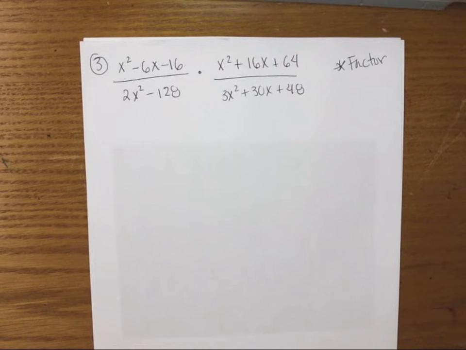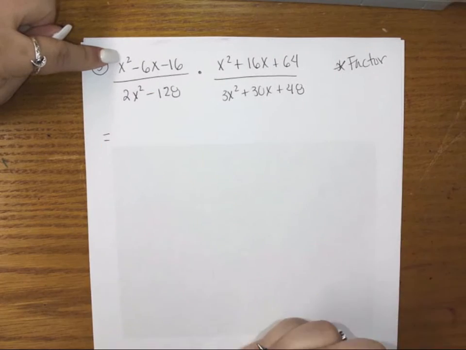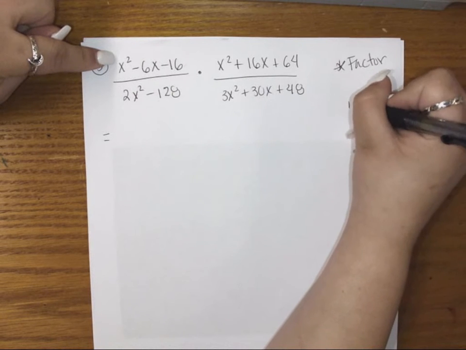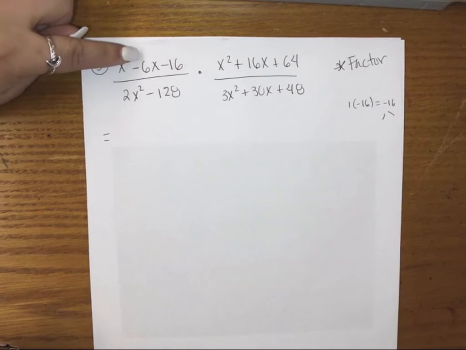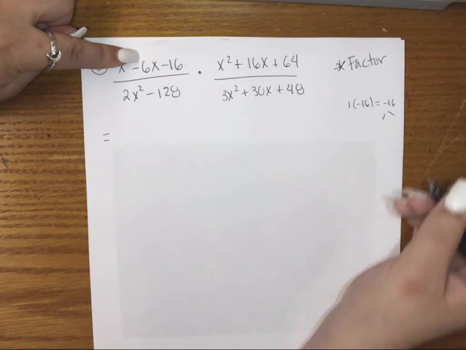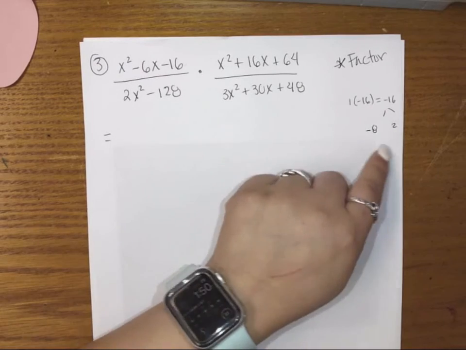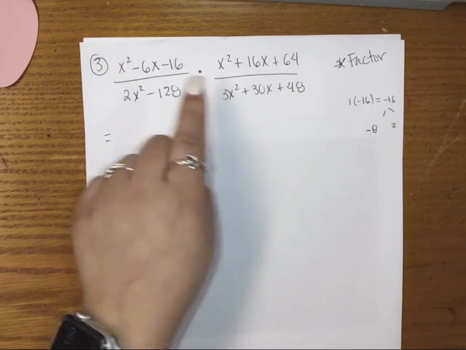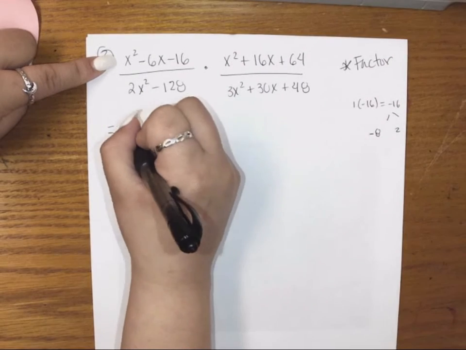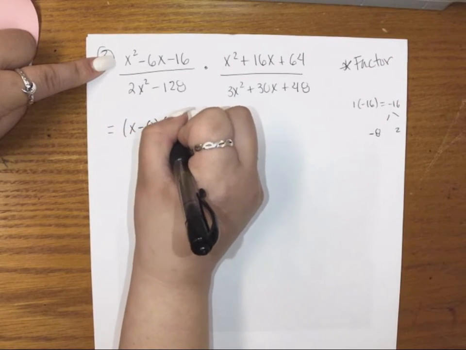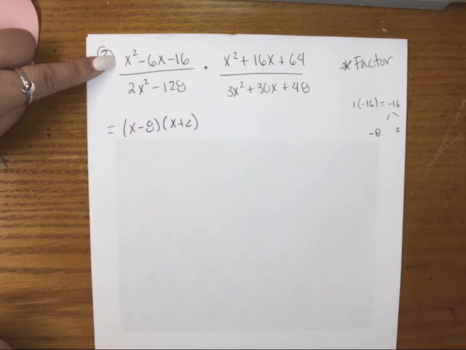So hopefully by now you already tried factoring this on your own. This one, when we apply AC method, we're looking for 1 times negative 16 gives us negative 16. We're looking for factors of negative 16 that will add up to negative 6. So 8 times 2, if we make a negative, negative 8 times 2 gives us negative 16. Negative 8 plus 2 will give us negative 6. Because a is 1, we can take the shortcut of x minus 8 and x plus 2. So it factors into whatever factors we found here.